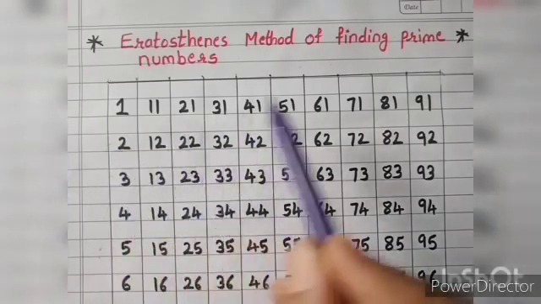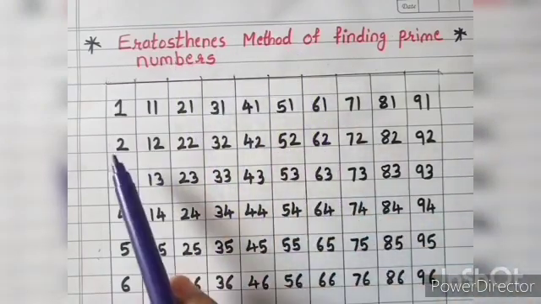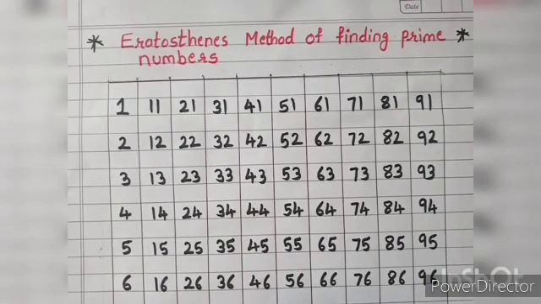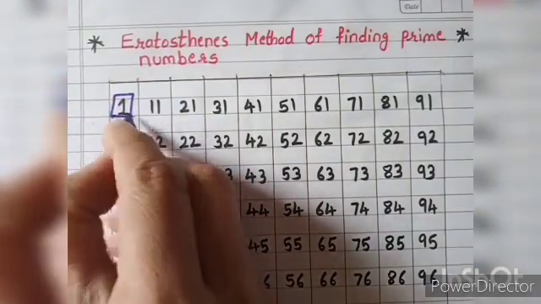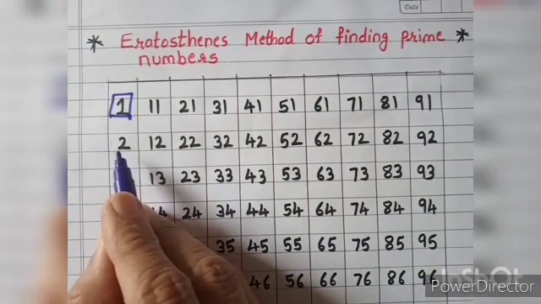To find prime numbers by using Eratosthenes method, you have to write down numbers from 1 to 100. Then follow the steps which are given in the textbook. First step, 1 is neither a prime number nor a composite number. So put a square around 1. Then we know that 2 is the only even number which is prime. All other even numbers are composite.